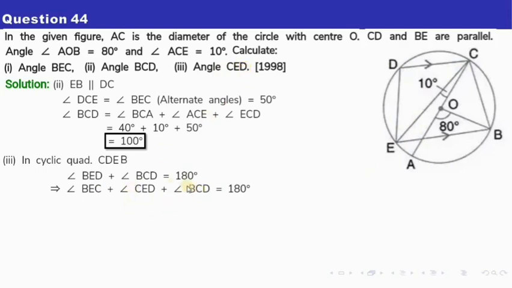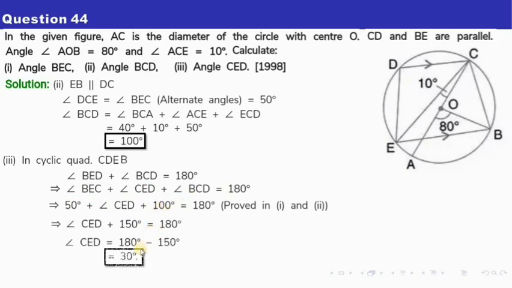Okay, now at last is BCD. Now we know how much BCD is also, right? So let us put the values. So BEC was 50 degree, right? If you have a look at the solution, it is given that BEC is 50 degree, CED we need to find, BCD is 100. So from here CED turns out to be 30 degree. All right. So pause the video to note down.